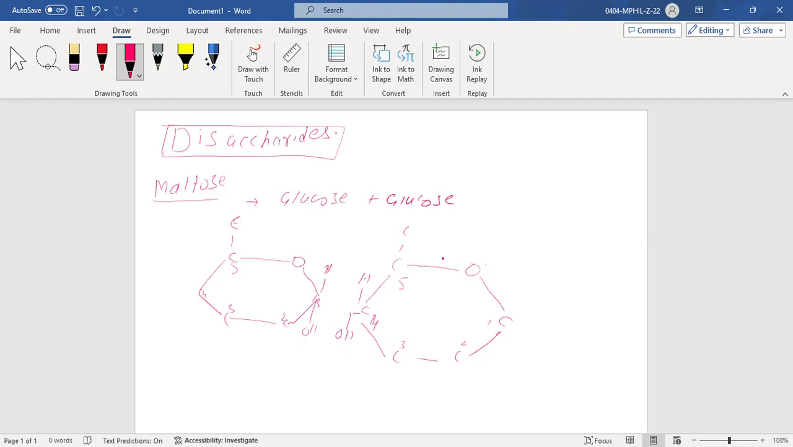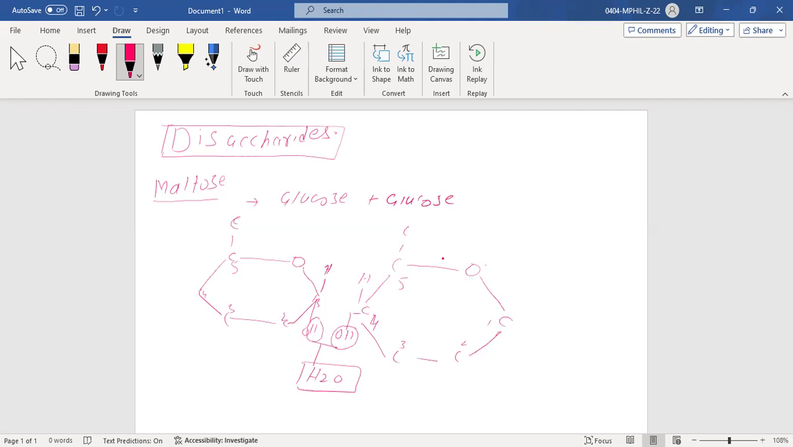As we discussed yesterday, because of condensation, hydrogen will be from one glucose molecule and hydroxyl is from the other glucose molecule. They will combine with each other and synthesize water here. So this is a condensation process. Another thing is the bond which will be formed here, that will be the glycosidic bond. So water will be removed here.